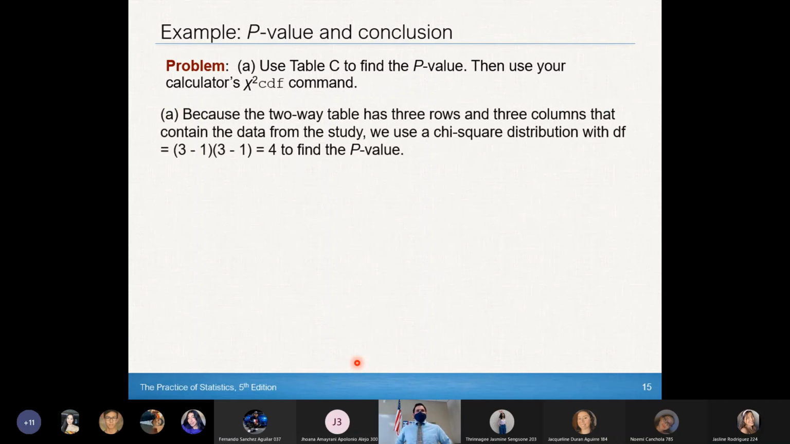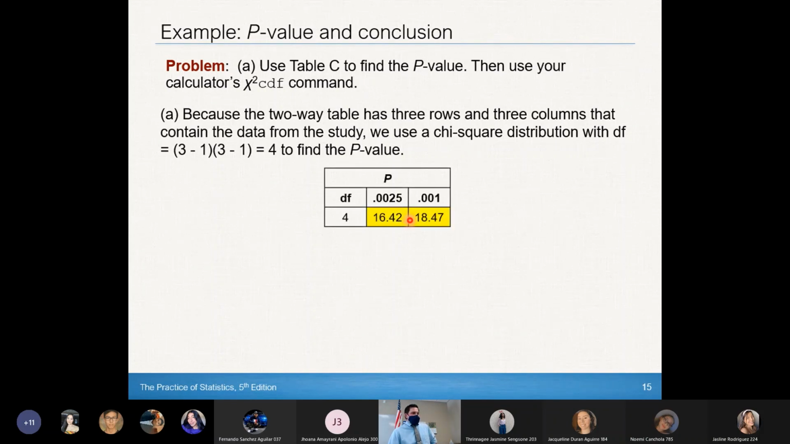Because the two-way table has 3 rows and 3 columns that contain the data from the study, we use a chi-square distribution with degrees of freedom equaling 3 minus 1 times 3 minus 1, equaling 4, right? Because 2 times 2 is 4, to find the p-value. That is the number of rows minus 1 times the number of columns minus 1. So again, our degrees of freedom are based on essentially the number of categories. It has nothing to do with the sample size.